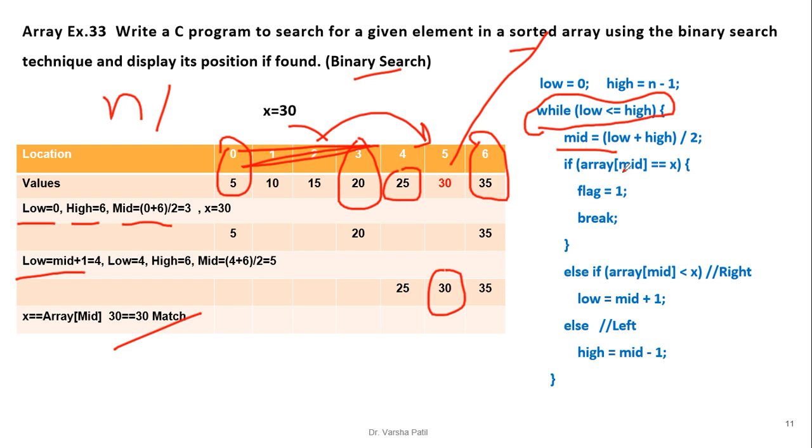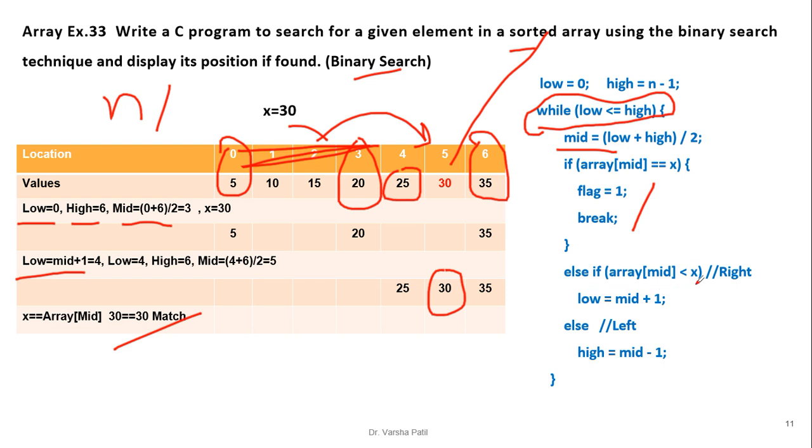If array of mid location matches our element, it means that element is found, then at that time what we are doing is flag equal to 1 and break. Now for this if, two statements are there, that's why I have written opening and closing parentheses. Now if not match, what is the next condition?